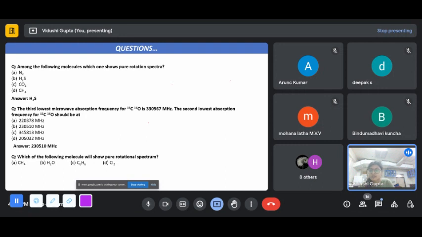So moving to the next question. Which of the following molecules will show pure rotational spectrum? Methane, water, benzene, and Cl2. What's the condition to know whether a molecule will show it or not? It should have a permanent dipole moment, that is, it should not have a zero dipole. So out of these, which will have a permanent dipole moment? H2O, correct.